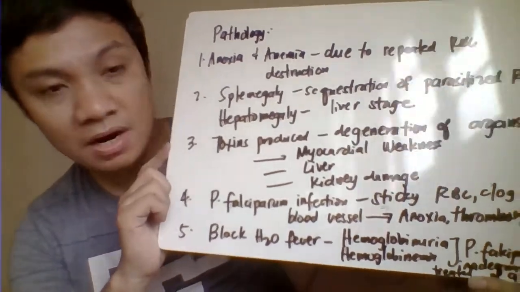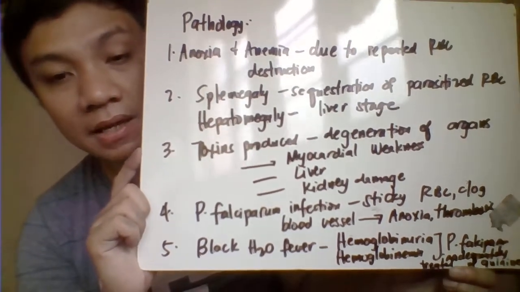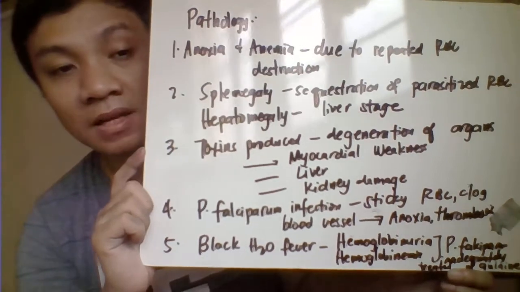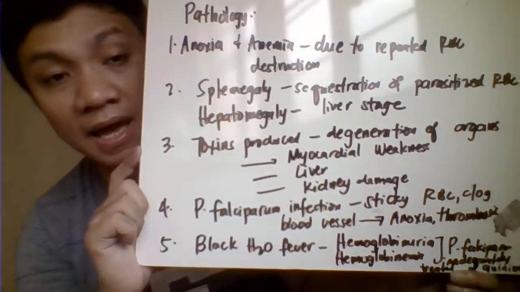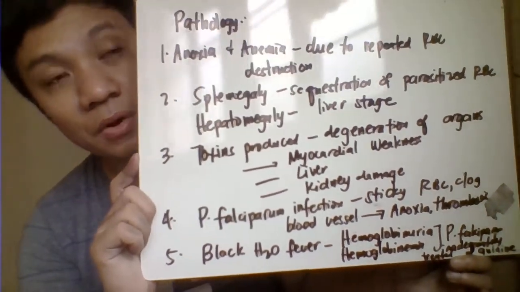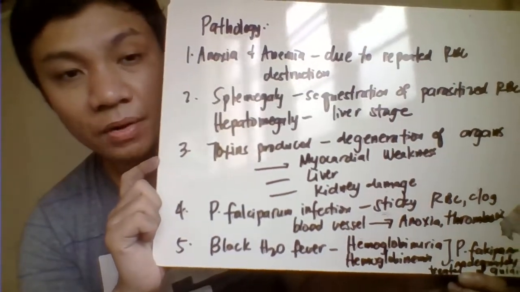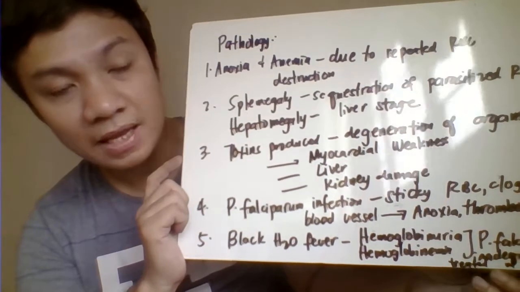In the case of your Plasmodium falciparum infection, it tries to produce here sticky red cells which try to block or clog your blood vessels. It might result here in hemorrhage, in anoxia, and could also result in thrombus formation, or thrombosis.